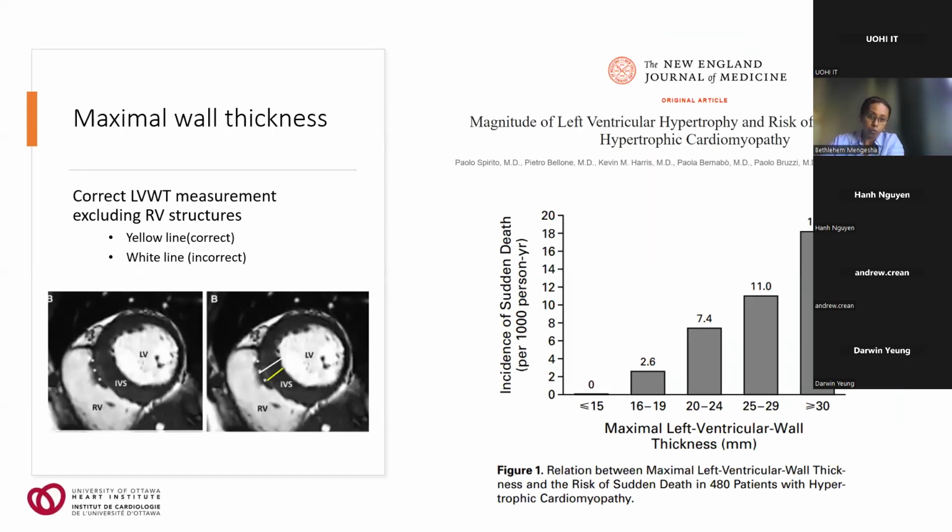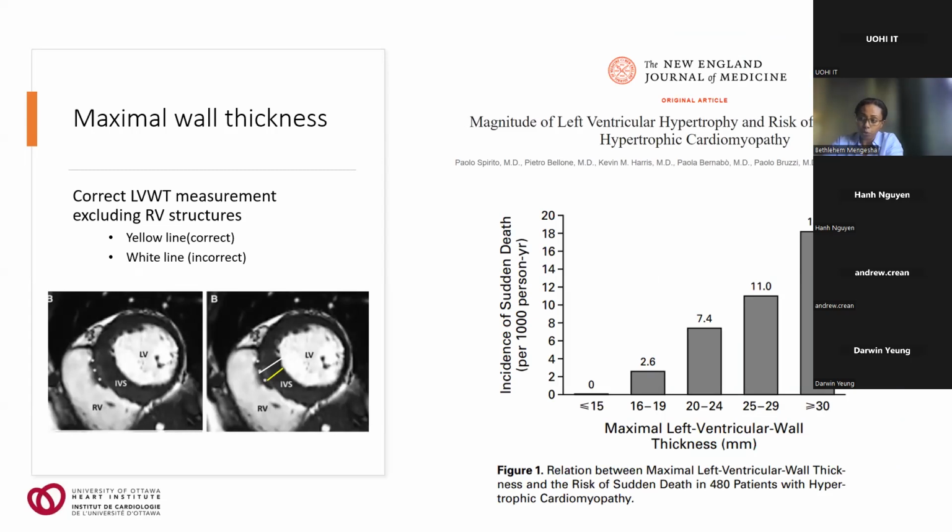Okay, so let's move on to maximal wall thickness. Massive LV hypertrophy, which is defined as wall thickness measuring 30 millimeters or more, is a major independent risk predictor. And this was shown in this study by Spirito and colleagues. As shown on the graph, the risk of sudden cardiac death increases progressively and in direct relation to wall thickness, with those having massive wall thickness measuring 30 millimeters and above being at the highest risk.